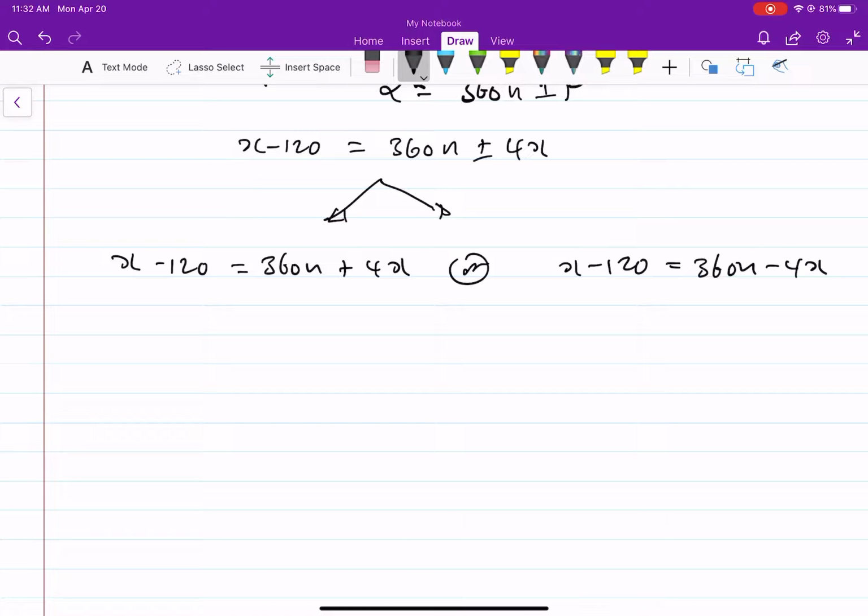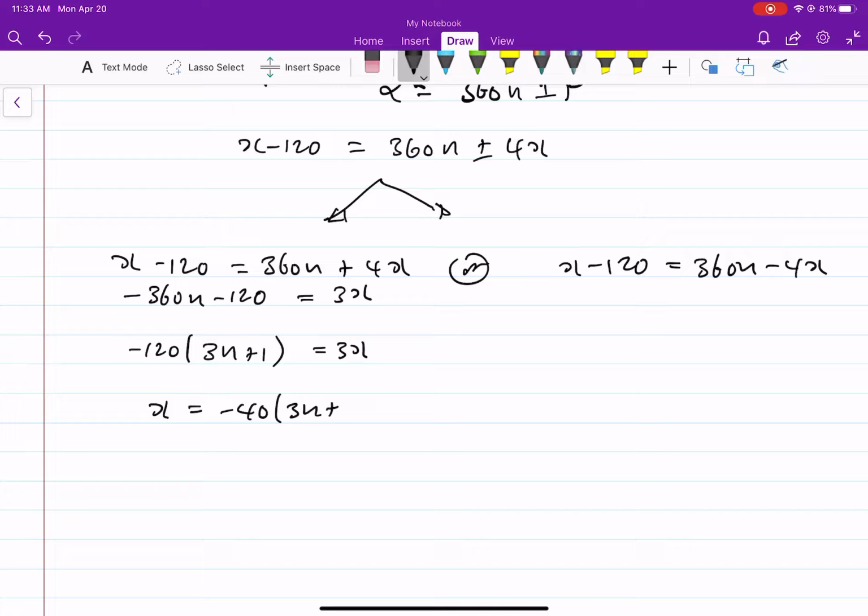My job is to find x. X is the variable that I'm solving for. In this case, if I throw over the x on the right and bring over the 360n, I'll get minus 360n minus 120 is equal to 3x. I can factor out a minus 120. What's left inside? 3n plus 1 is equal to 3x, from which I can get x is equal to minus 120 over 3, that's minus 40 into 3n plus 1.